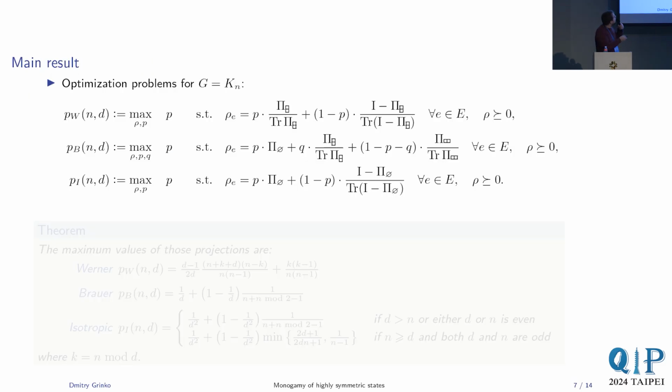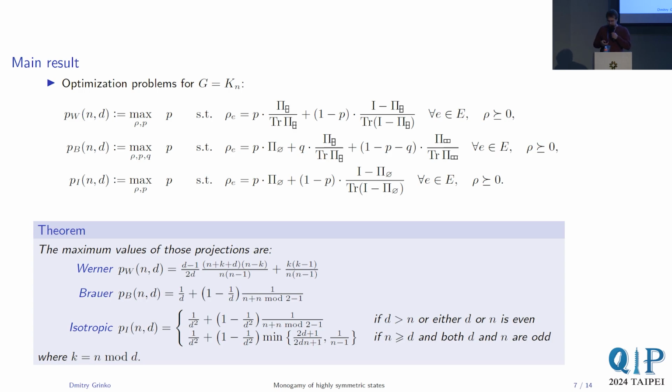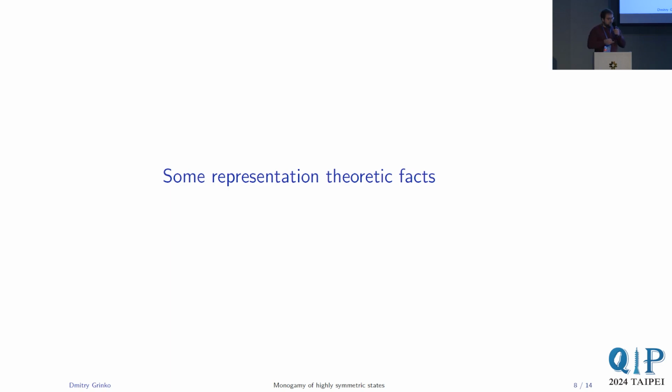So that's how our SDP will look if we rewrite it using those definitions of highly symmetric states. The main result of our work is the exact analytical calculation of those numbers. It turns out that they look like that. Before our work, exact values were not known. There existed some numerical research on them, and we were able to obtain exact formulas for every local dimension D and for every number of systems. Okay, before I explain how the proof goes, I need to introduce some representation theoretic facts.